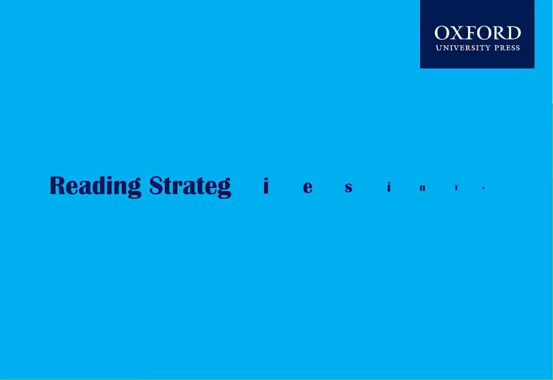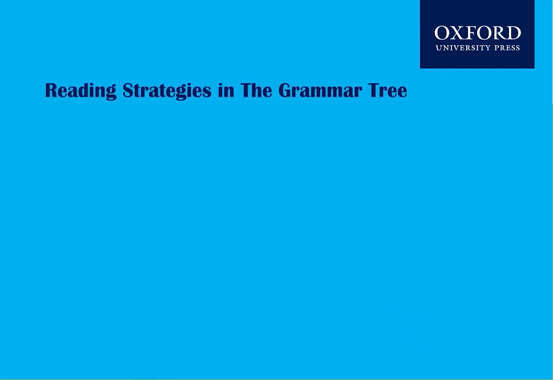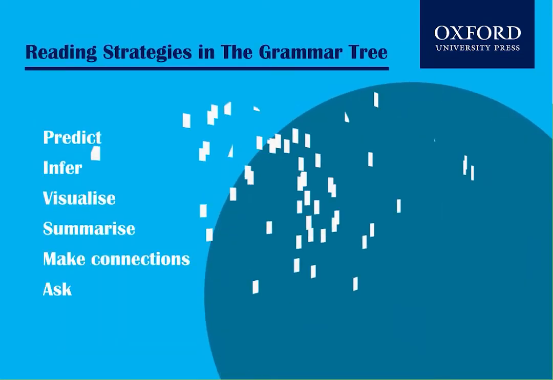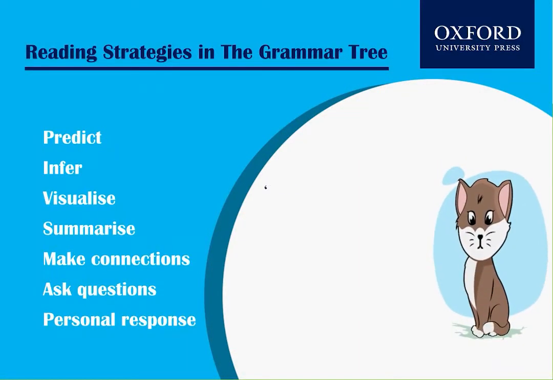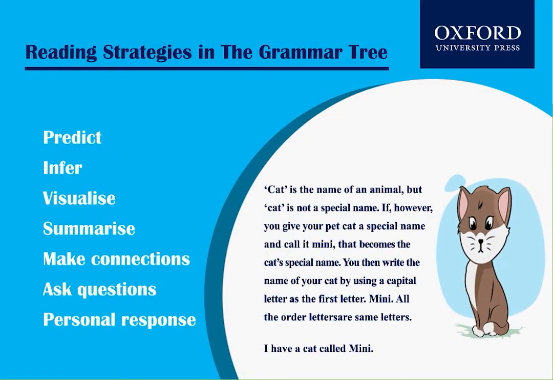Reading strategies in the Grammar Tree include predicting, inferring, visualizing, summarizing, making connections, asking questions, and giving a personal response to the questions asked. Here's a small passage. Cat is the name of an animal, but cat is not a special name. If, however, you give your pet cat a special name and call it Minnie, that becomes the cat's special name. You then write the name of your cat by using a capital letter as the first letter. All the other letters are small letters.